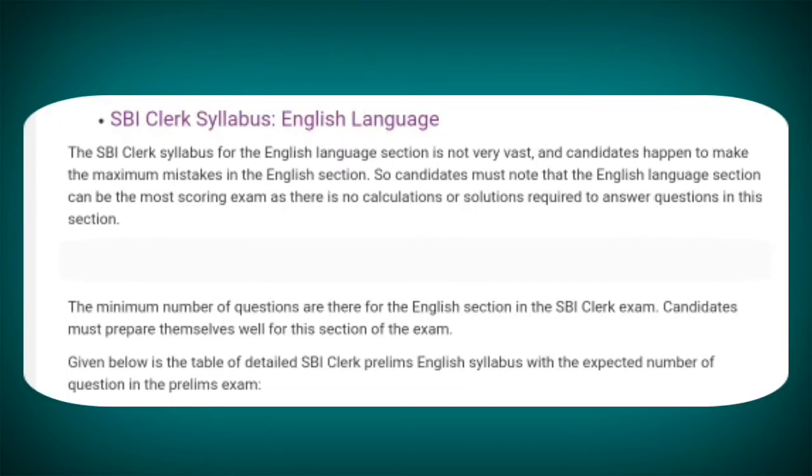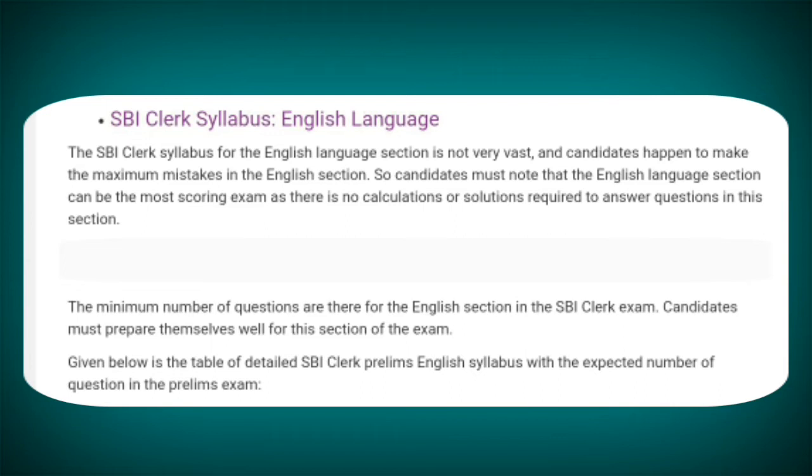The SBI Clerk Syllabus for the English Language section is not very vast, and candidates happen to make the maximum mistakes in the English section, so candidates must know that the English Language section can be the most scoring section as there are no calculations or solutions required to answer questions in this section. The minimum number of questions are there for the English section in the SBI Clerk exam. Candidates must prepare themselves well for this section of the exam.